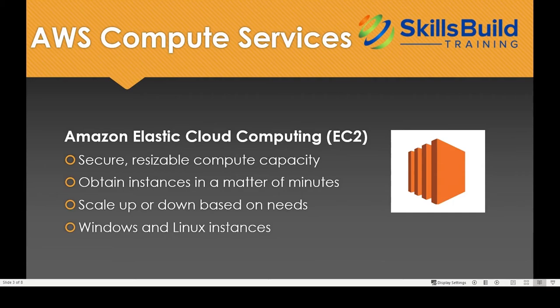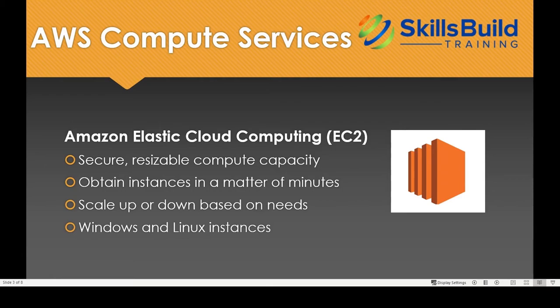First, we will start with the most essential compute service that is available in AWS and most commonly used when starting your AWS cloud journey, and that is EC2. So, Amazon Elastic Compute Cloud, or Amazon EC2, is a web service that provides secure, resizable compute capacity in the cloud. It is designed to make web-scale computing easier for developers.